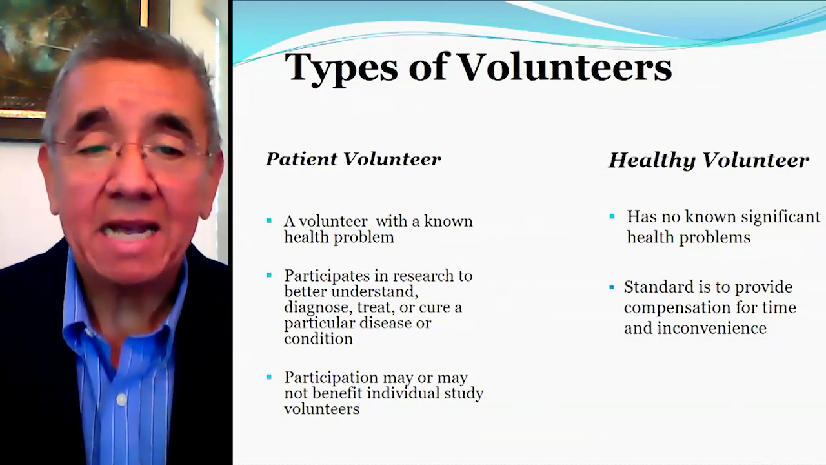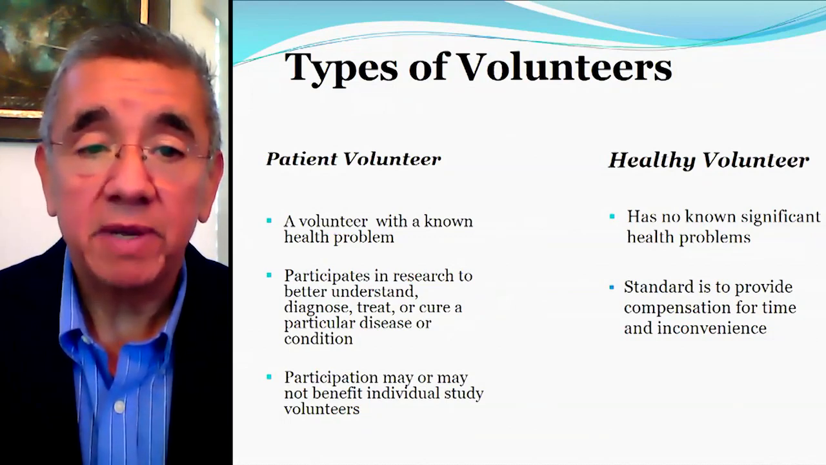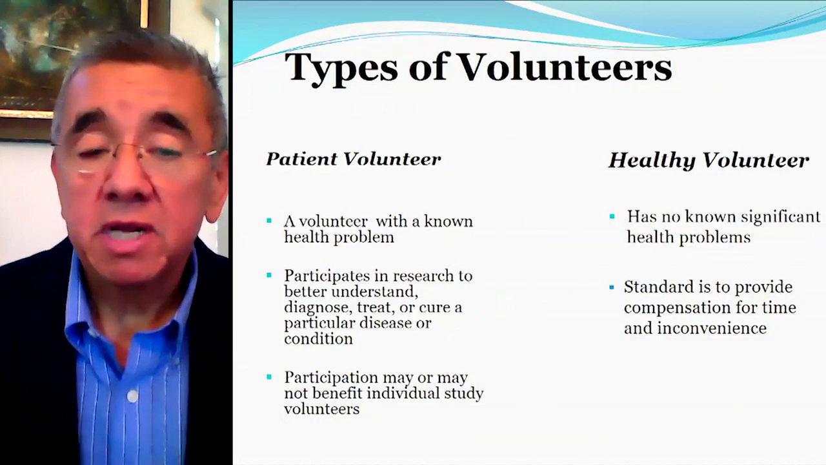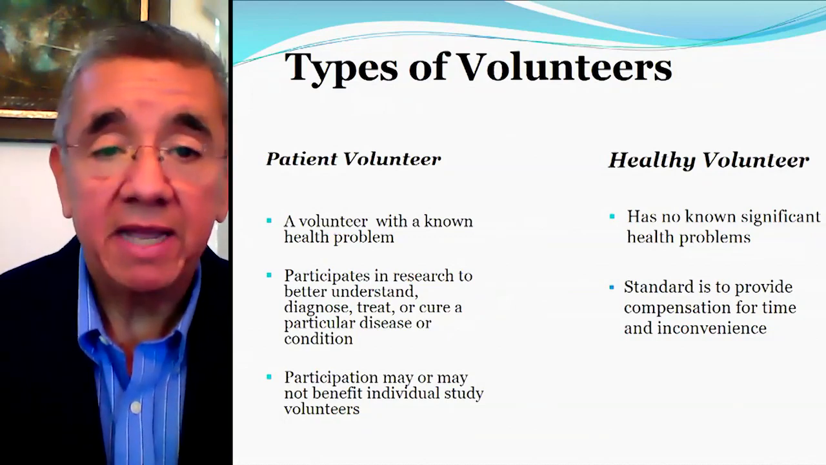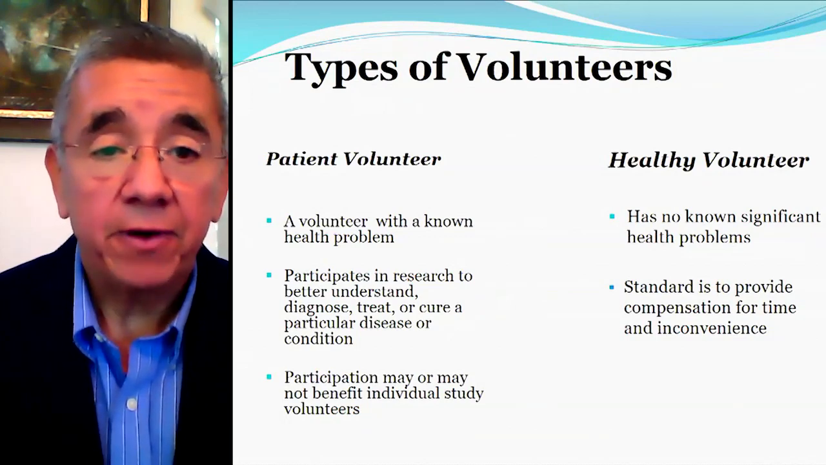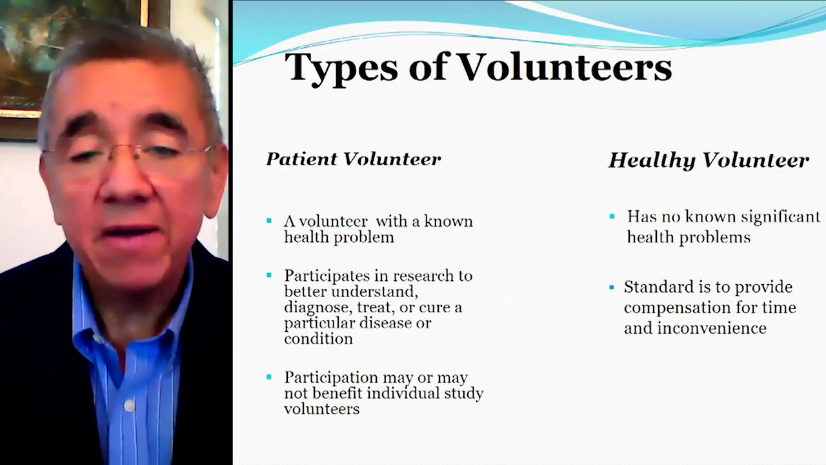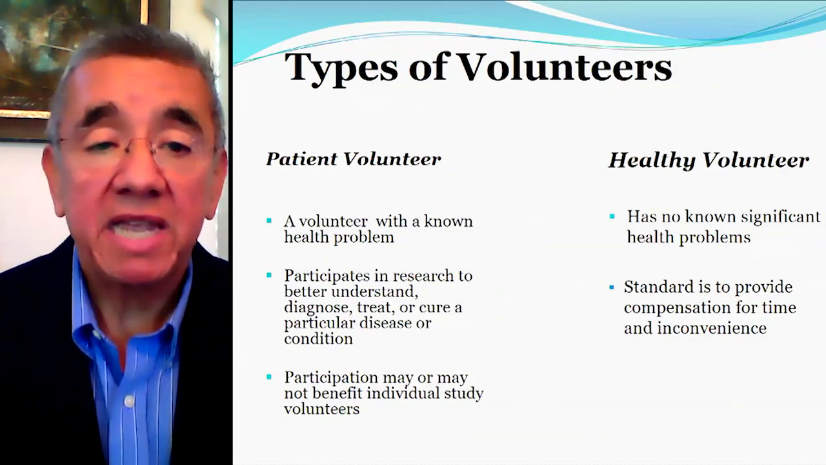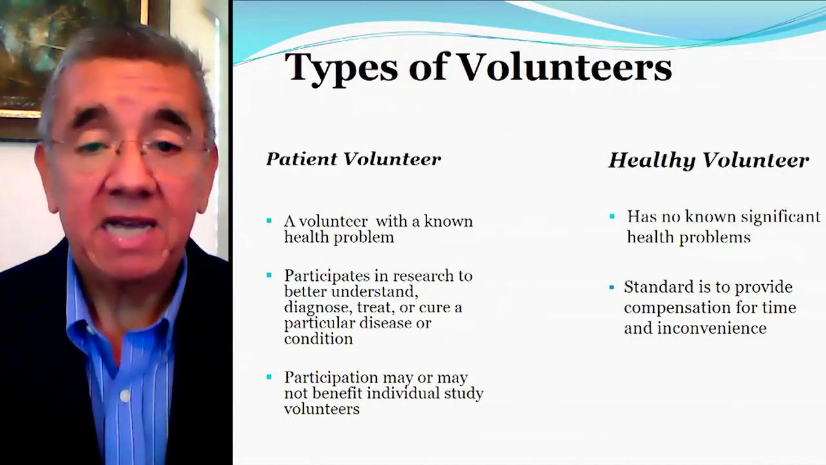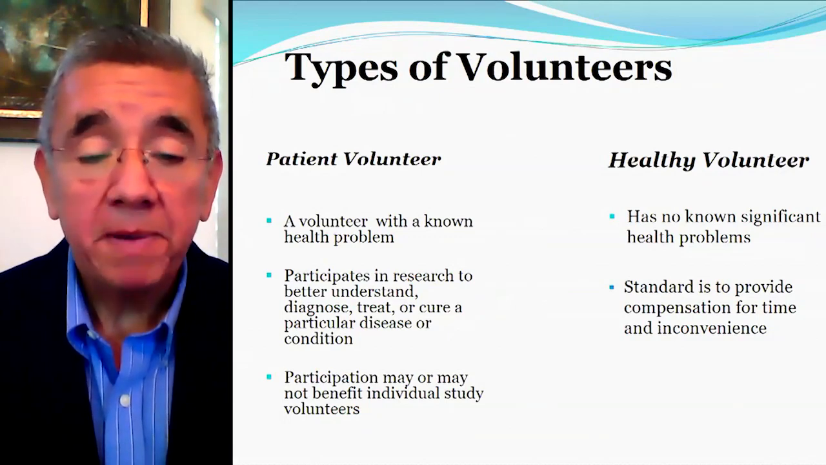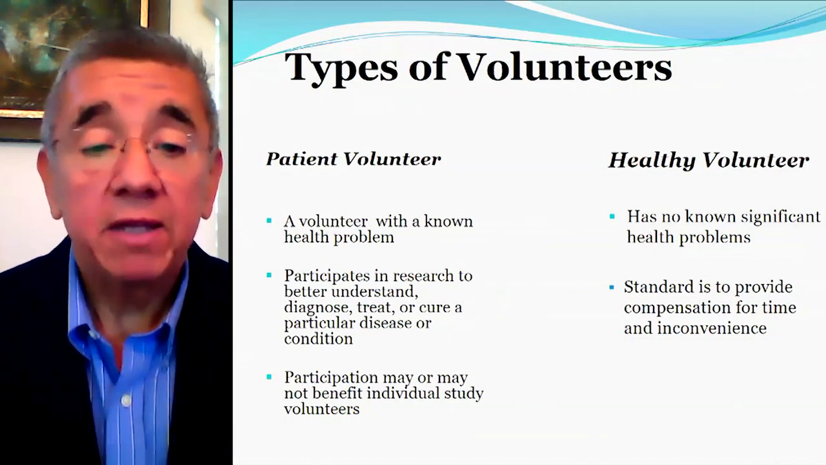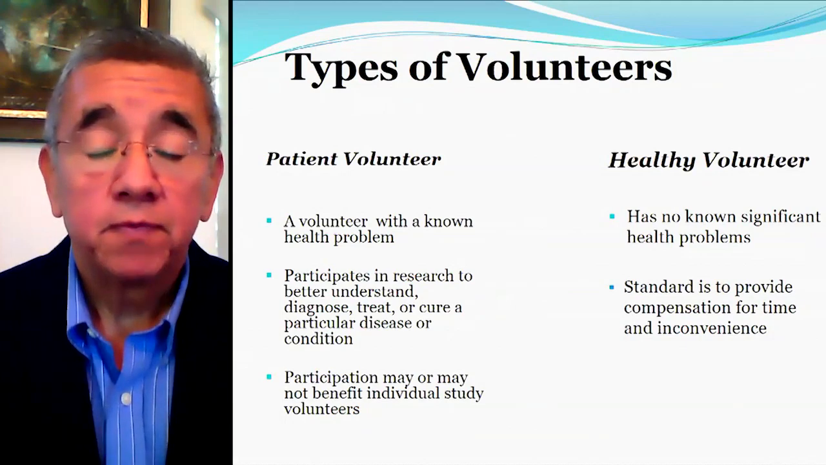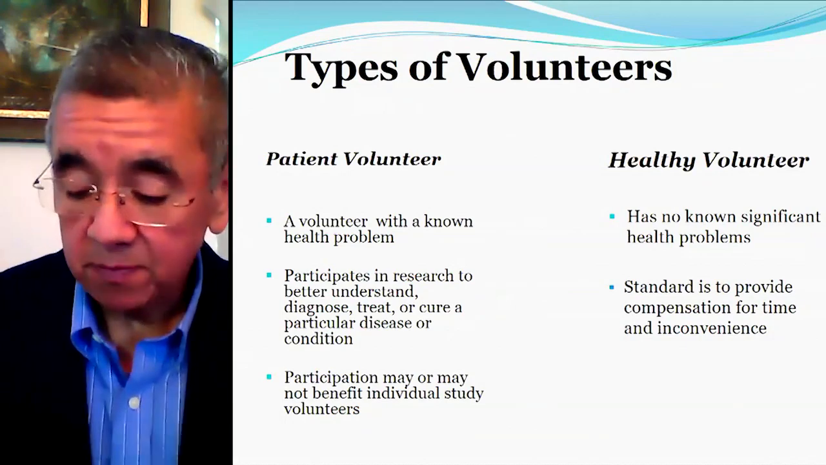So these are the two types of volunteers that we have. Patient volunteers come from different parts of the world. They come from Latin America, Europe, Africa, Asia, the Middle East. We have international patients here at the NIH. If the institute is willing to pay for their travel and accommodate them, then we can bring them to the NIH.